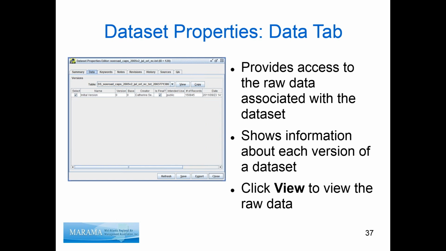Now, the way that I mentioned that data sets have versions. And so a version is basically a bunch of revisions to the data. So as you make changes, you create a new version of the data set, and then you can make changes to it. When you first import a data set, the system automatically gives it version 0. So what we're seeing here is I have version 0. This is the initial version.